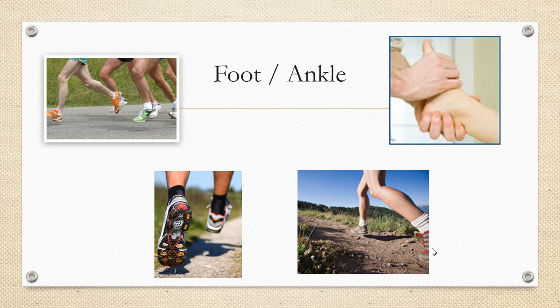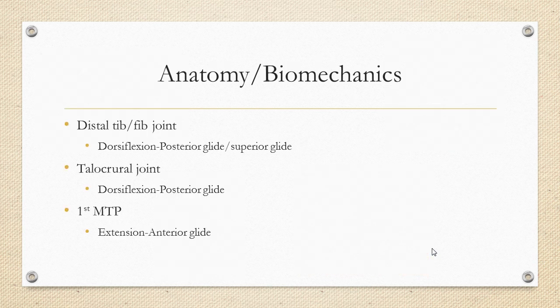So as we continue to move down the kinetic chain, we hit the foot and ankle. A quick biomechanics and anatomy review. The distal tib-fib joint, during dorsiflexion, you get a posterior and superior glide. The talocrural joint, during dorsiflexion, we should see a posterior glide, and at the first MTP, we should see an anterior glide during extension.